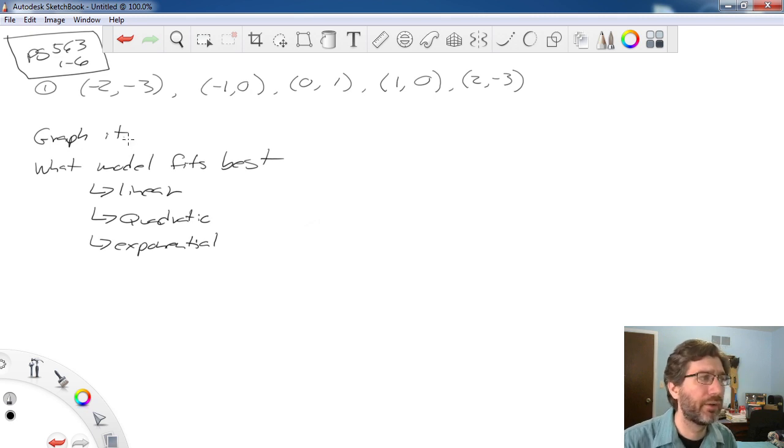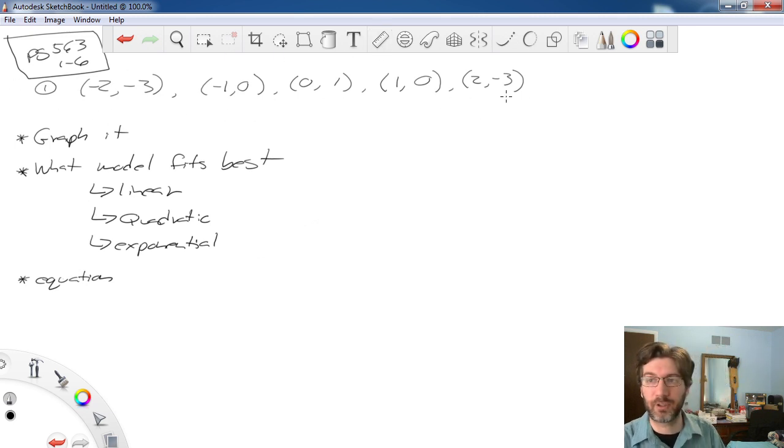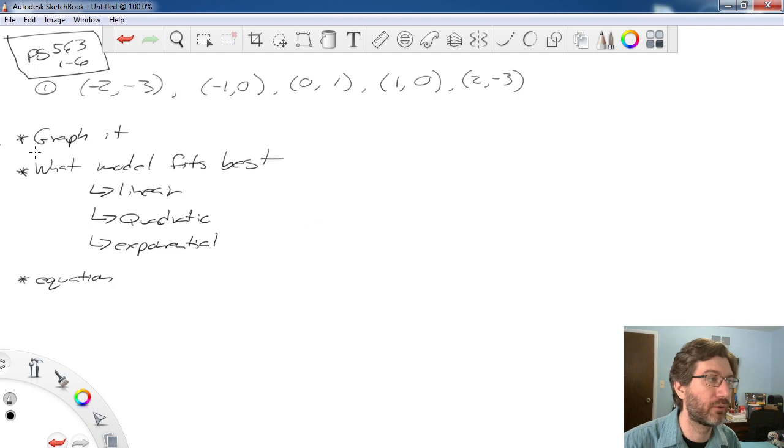But here, these are the things that we want to actually accomplish. We want to be able to graph our data. We want to be able to tell what kind of data it fits. And we want to be able to find the equation to represent our data, right? This here is your raw data. This is what you actually went out and experimented with. Can you graph that? Most of you probably can, because you had to do it for science, right?